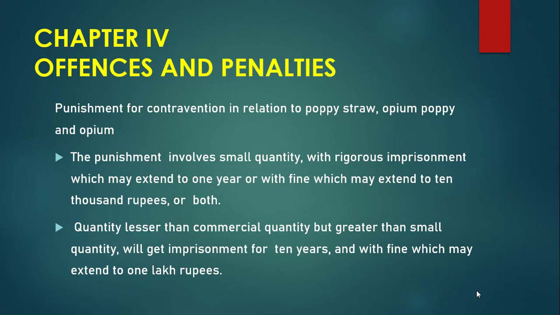First is Chapter 4. Chapter 4 deals with offenses and penalties, that means punishment. Punishment for contravention in relation to poppy straw, opium poppy and opium. For a small quantity, the punishment is rigorous imprisonment which may extend to 1 year, or a fine which may extend to 10,000 rupees, or sometimes both the punishment as well as the fine.